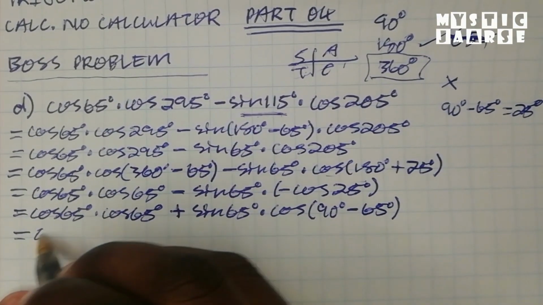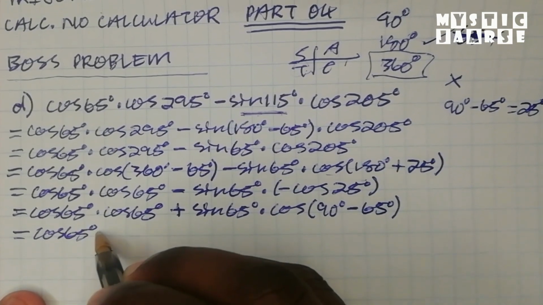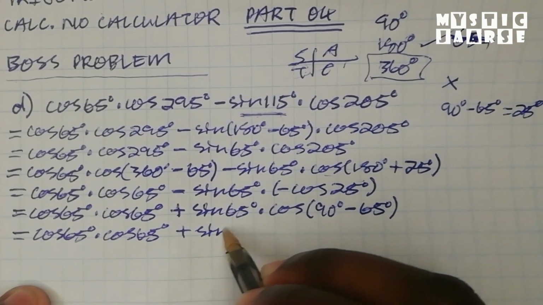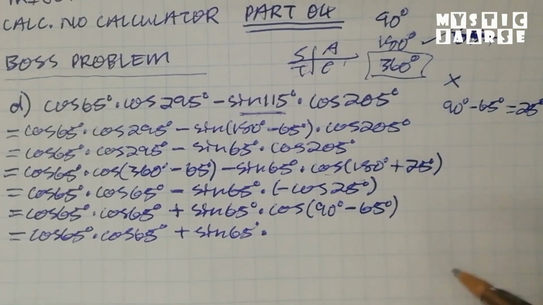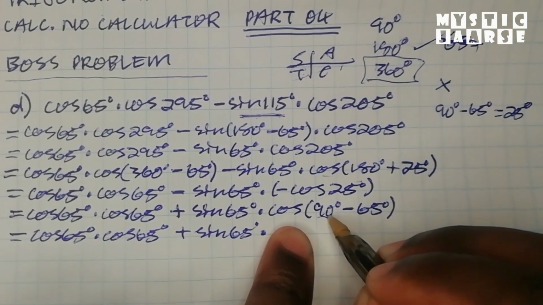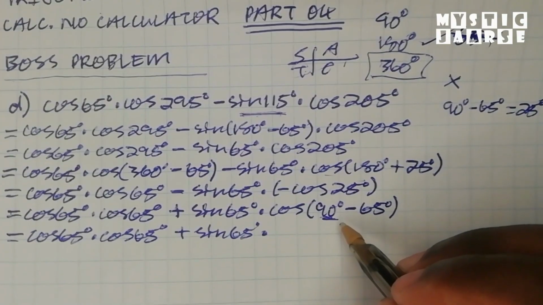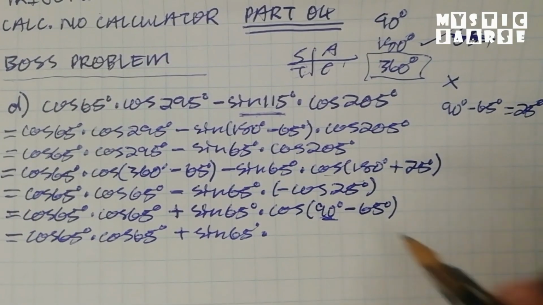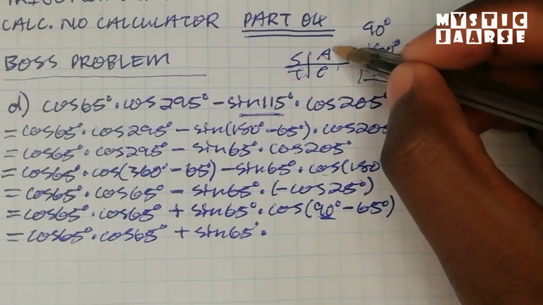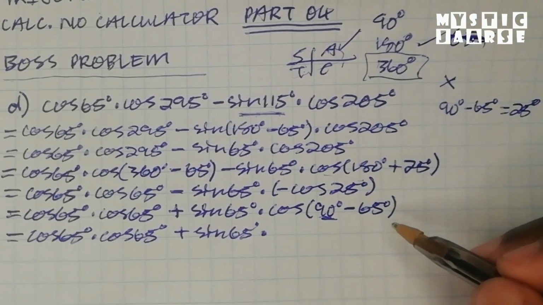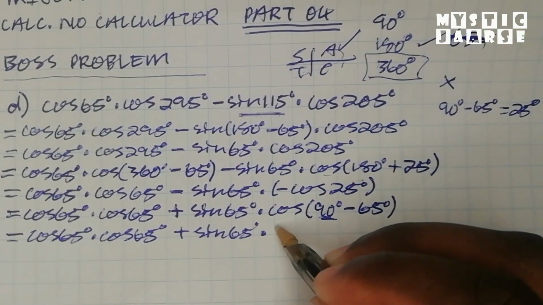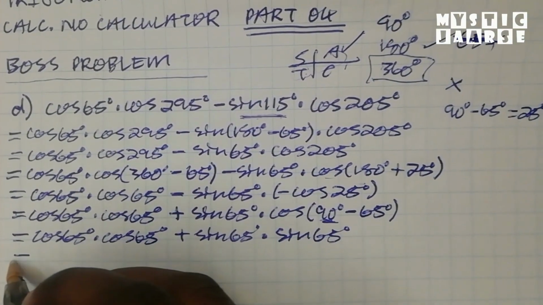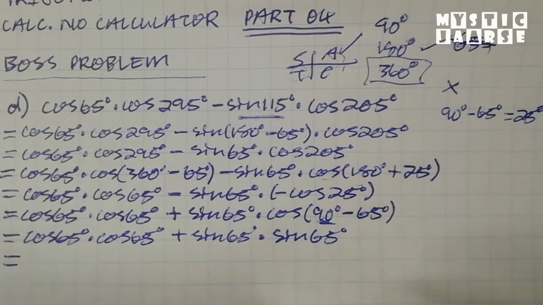So let's continue. We have cos of 65 degrees multiplied by cos of 65 degrees plus sine of 65 degrees multiplied by, now since this is 90, it will cause us to apply the Coco rule where cos will change into sine. So 90 minus, that's the first quadrant, so all trig ratios are positive in the first quadrant, so we will have sine of 65 degrees. Wow, nobody expected this. This is the boss problem.